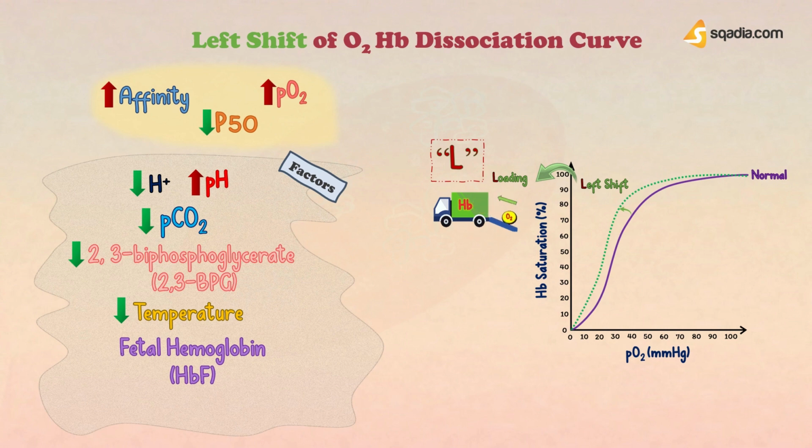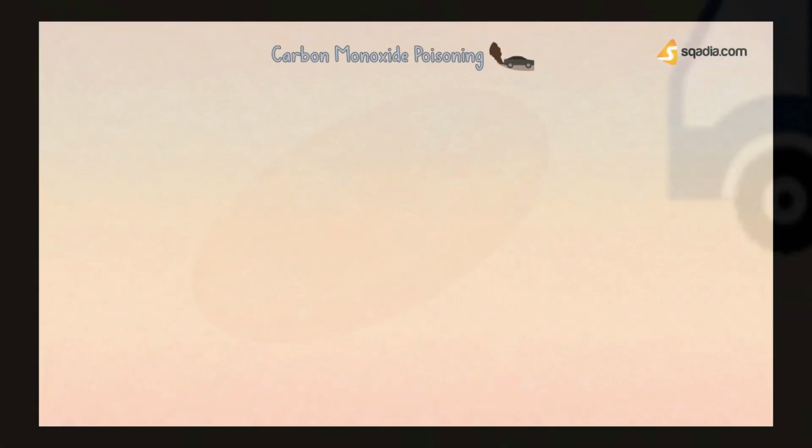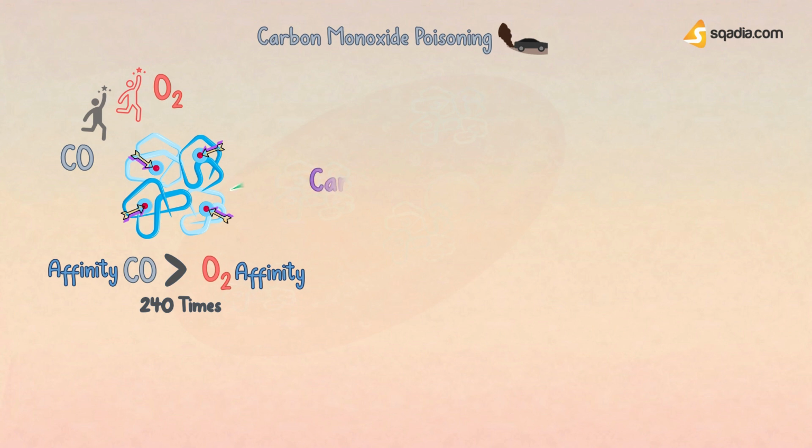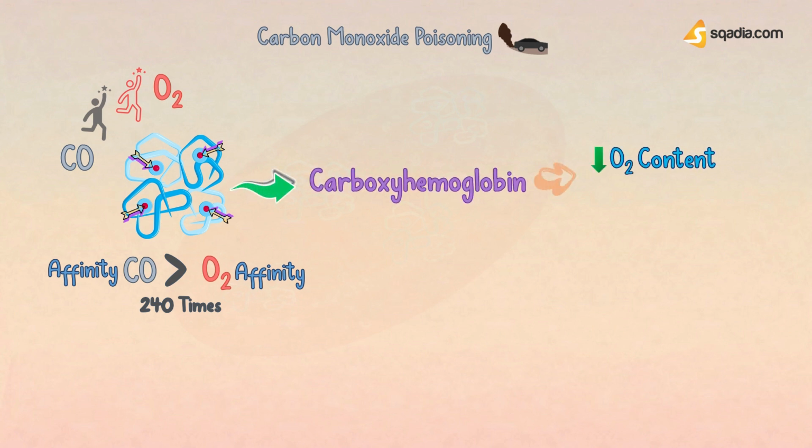Now, lastly, carbon monoxide poisoning causes the left shift of the oxygen hemoglobin dissociation curve. We all know that fumes from sources like car engines and gas heaters are the source of carbon monoxide. Inhalation of carbon monoxide can result in severe poisoning. Well, this is because carbon monoxide competes for oxygen-binding sites on hemoglobin. Interesting is that the affinity of hemoglobin for carbon monoxide is about 240 times its affinity for oxygen. So, it occupies oxygen-binding sites on hemoglobin, forming carboxyhemoglobin, thus decreasing the oxygen content of blood.